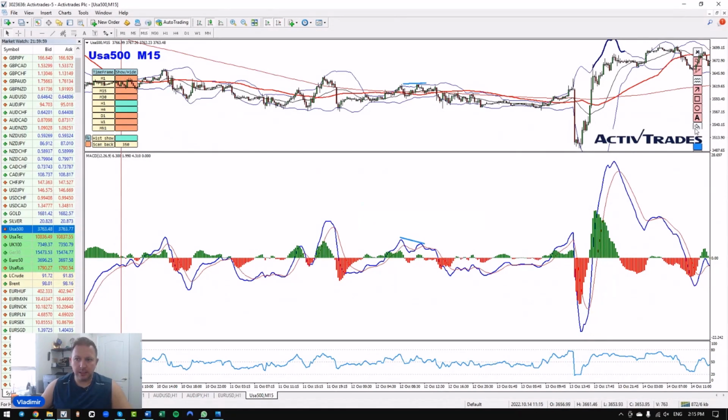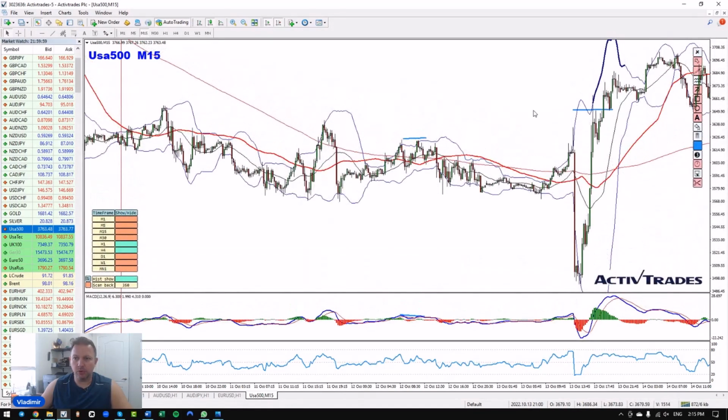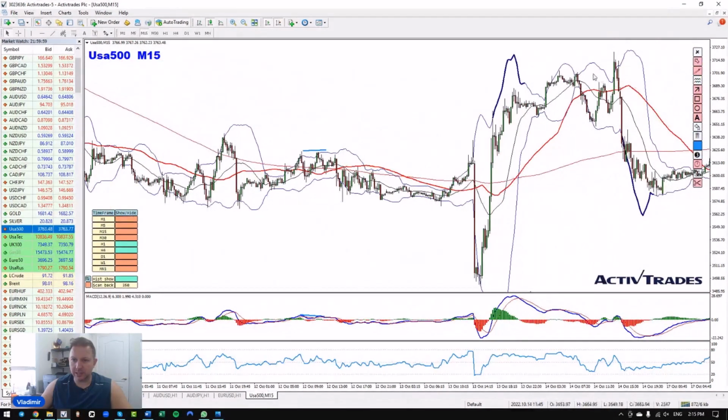Okay, so this is just one example, and I will show you more. This is another example. Okay, and this would be another example between the next two highs. So higher highs on the chart versus lower highs on the indicator.